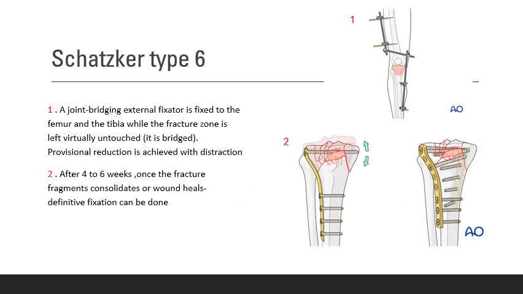Treatment for Schatzker type 6. A joint bridging external fixator is fixed to the femur and the tibia, while the fracture zone is left virtually untouched. Provisional reduction is achieved with distraction. After 4 to 6 weeks, once the fracture fragments consolidate or the wound heals, definitive fixation can be done like lateral PTLCP fixation or bicondylar PTLCP or posteromedial plate fixation.